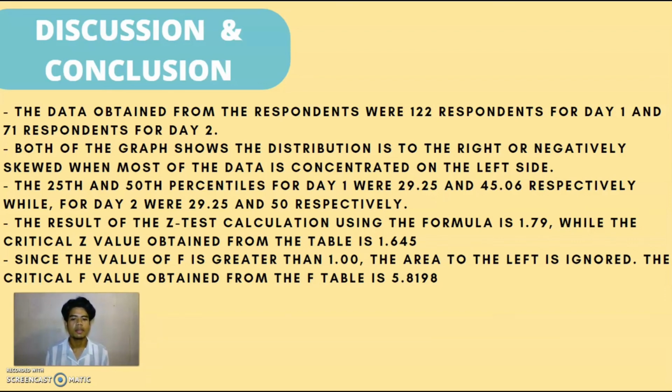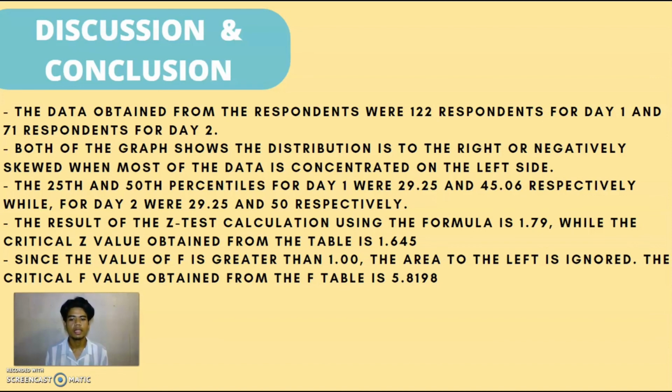For the percentile for day 1, the 25th is 29.25 and the 50th is 45.06. The percentile for day 2 at the 25th is 29.25 and at the 50th is 50.